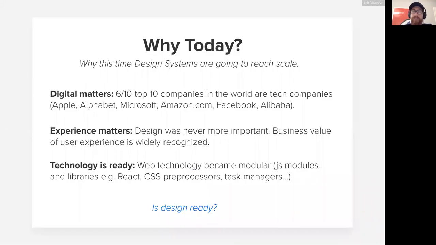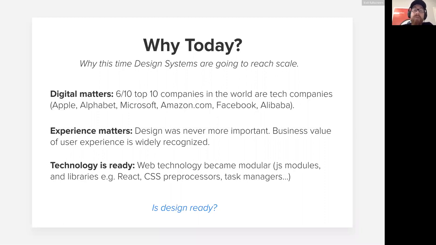So why today? First of all, digital matters more than at any time in the past. 6 out of the top 10 companies in the world are tech companies, and if you think of it, they either make the majority of their revenue through digital products, or at least a significant part of their revenue through digital products. And that's a completely new situation, right? What it means is that this is a source of inspiration to plenty of entrepreneurs and investors all over the world, and they continue to push more and more time and capital into the digital space, creating a more competitive environment.